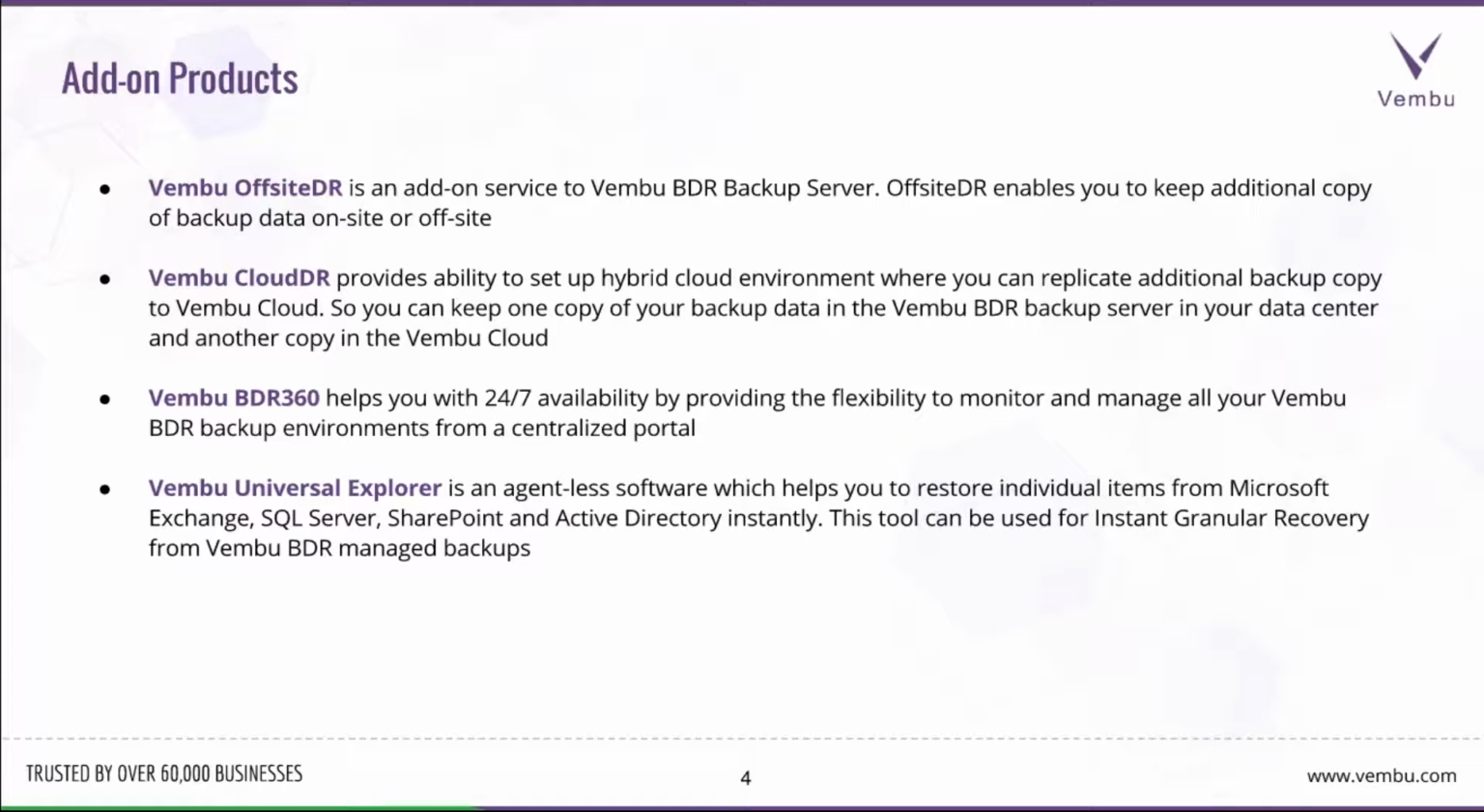And Vembu VDR 360 helps you to do 24/7 monitoring and manageability of all your VDR servers using a single pane of glass, where you can monitor all your VDR servers from one centralized console. It helps you to do complete monitoring of your servers with increased manageability options. And Vembu Universal Explorer is an agentless software that helps you to do granular recovery of applications like Exchange, SQL, SharePoint, Active Directory instantly. Using this tool, you can do instant granular level recovery from image and virtual machine backups, where, if it is Exchange, you can even restore a single mail using this utility from an image level backup.